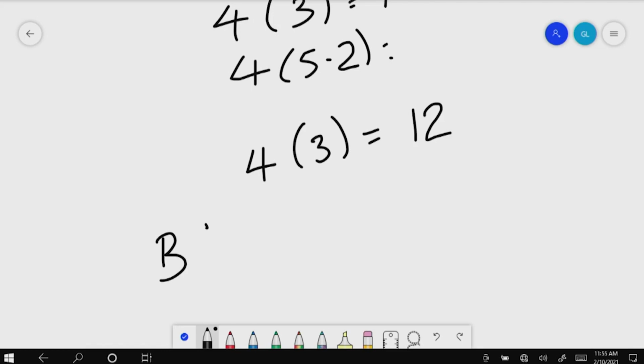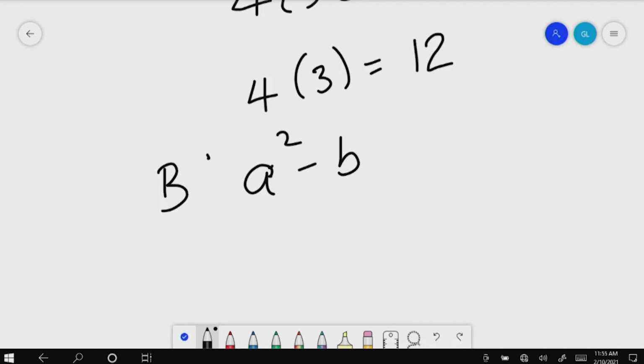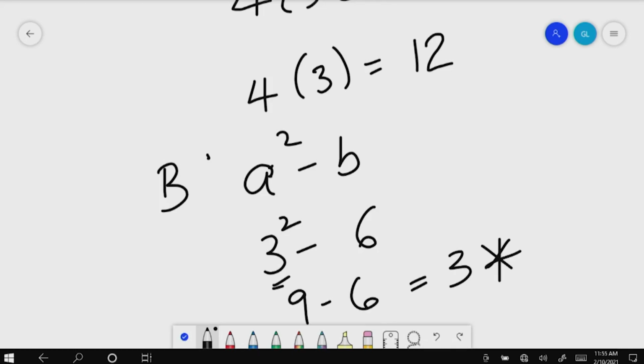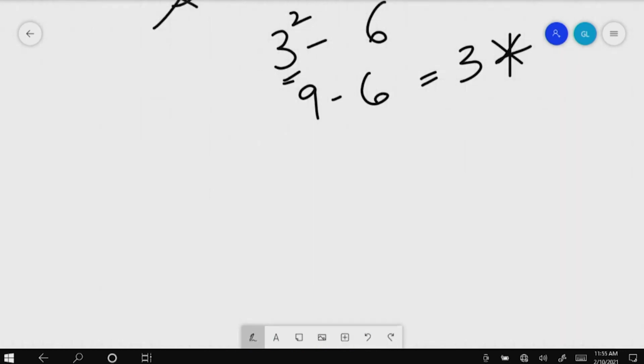Using B, and by the method of elimination, A squared minus B, substituting those values again, we would have A squared being 3 squared minus 6, which is 3 squared is 9 minus 6, which is equal to 3. Hence, already we see that B is not one of our solutions by method of elimination.